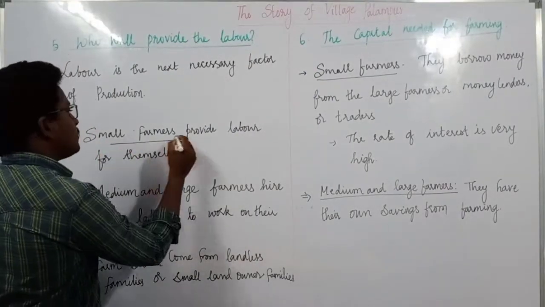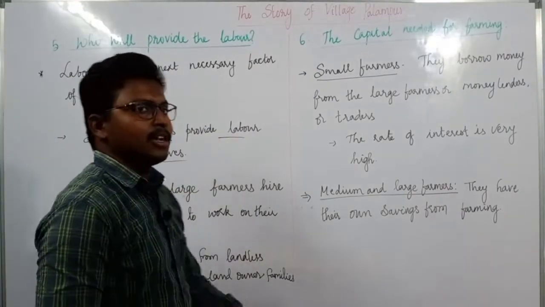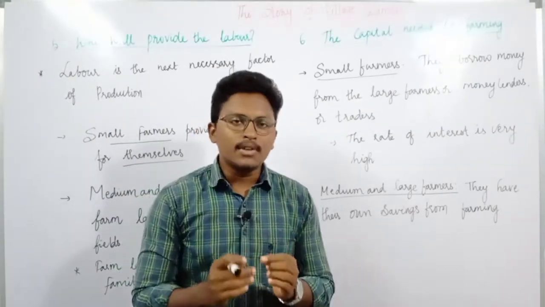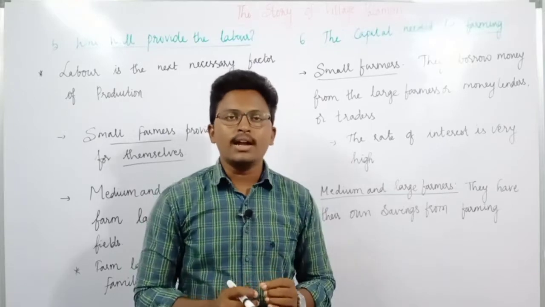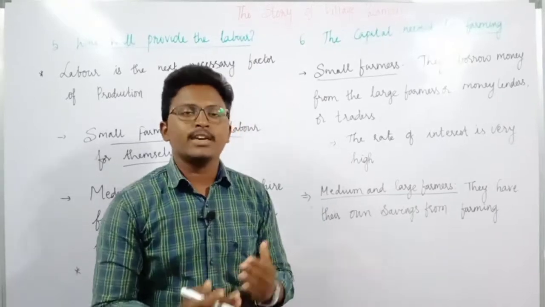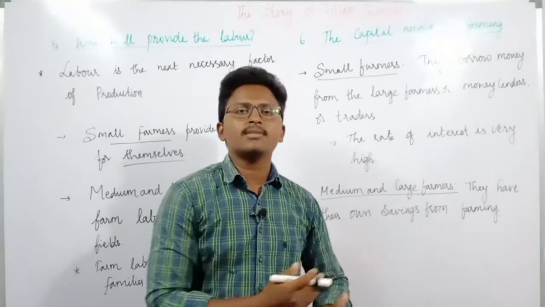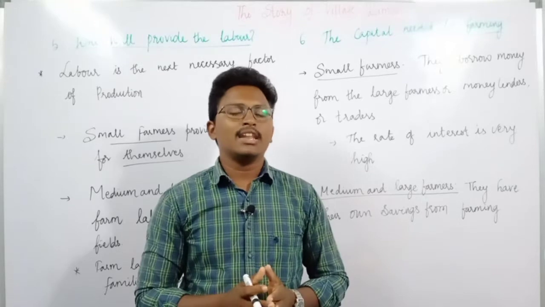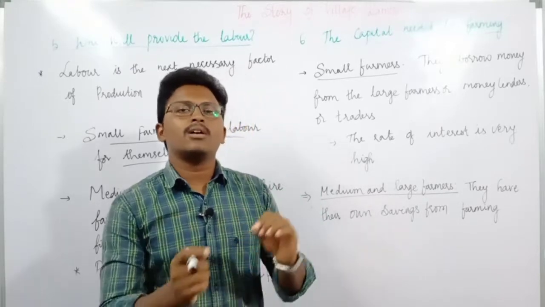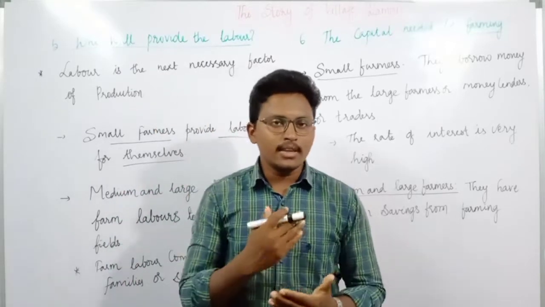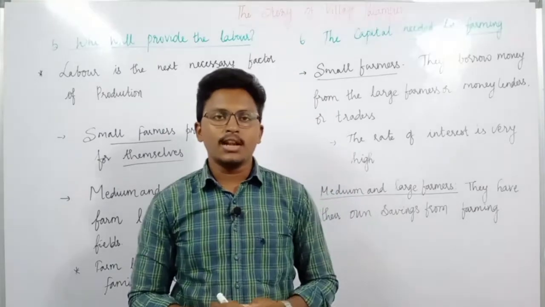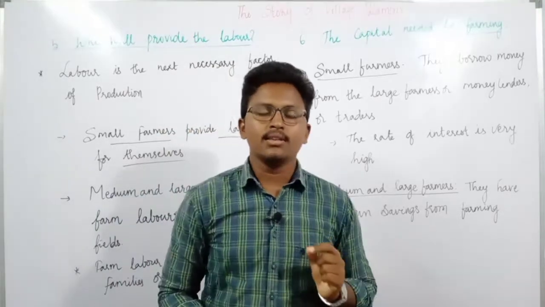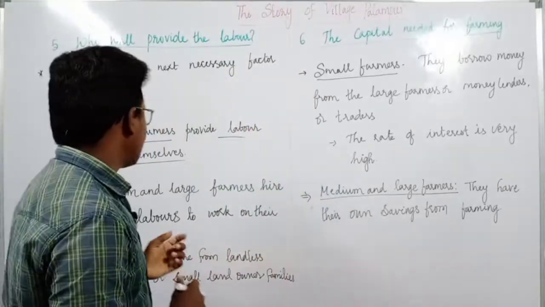Small farmers provide labor for themselves. That means the small farmers who are cultivating a small amount of land, or sometimes landless people, depend upon their own labor, maybe from family members or close relatives or the community in which they are all living. Usually they will not get labor from outside, but from their family or close relatives or community. So by using this family labor only, they will go for cultivation.